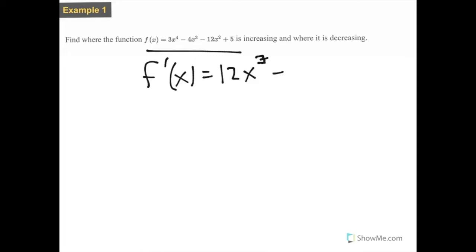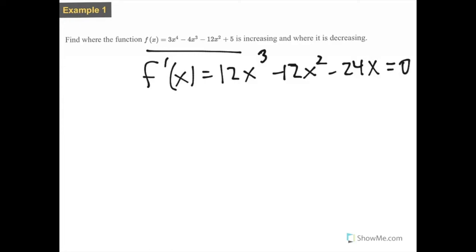Minus 12x squared minus 24x, and then just plus 0 on the end. Okay, so this is probably the weirdest 3 I've ever written in my life. This is our first derivative. We can set this equal to 0.